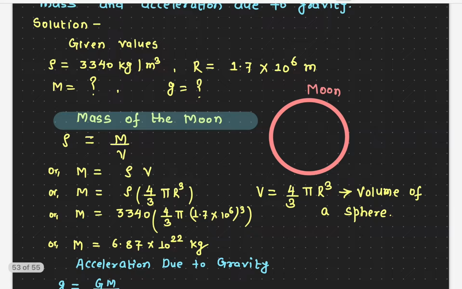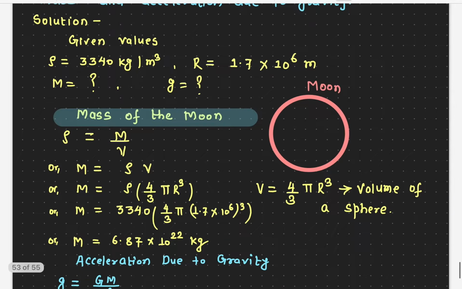The density of the moon is given as 3,340 kilogram per cubic meter, and rho, pronounced as rho, is the symbol for the density. R is the radius of the moon, and we need to find out the mass and acceleration due to gravity. So let's find out the mass.